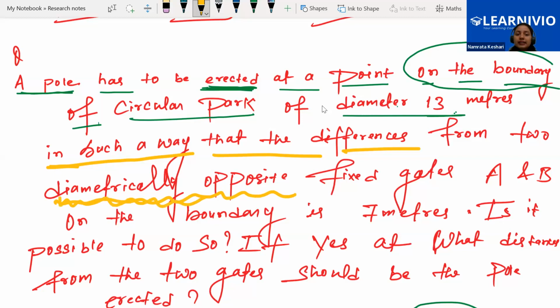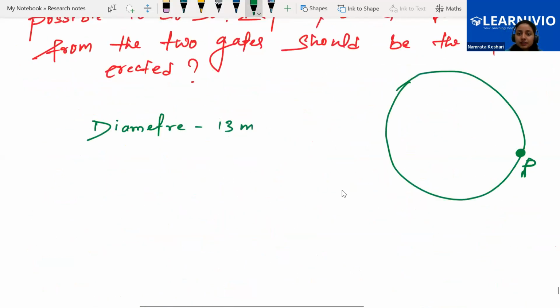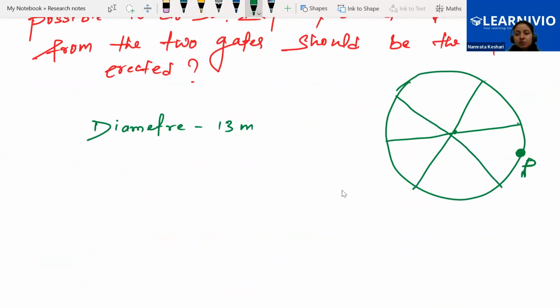Diametrically opposite gates. Okay, let's make that diametrically opposite gate. This is the center of the circle. If I draw a straight line passing through the center, obviously this will be a diameter. So any line you draw which touches two end points on the circle and passes through the center, that's called a diameter. So here one diameter we will be drawing.